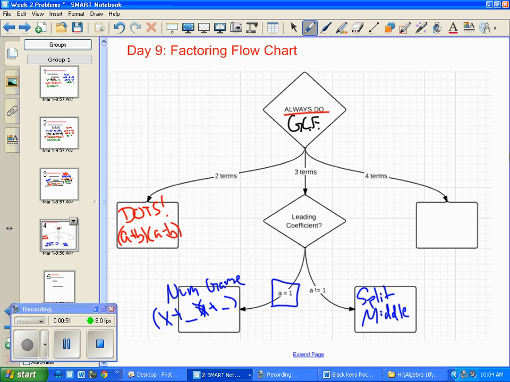If it has 4 terms, then you're pretty much always going to do grouping, but do make sure you remember to do the GCF first, even when you're doing grouping.